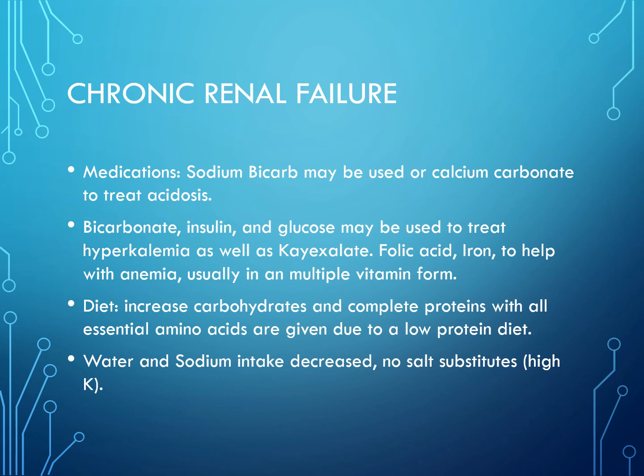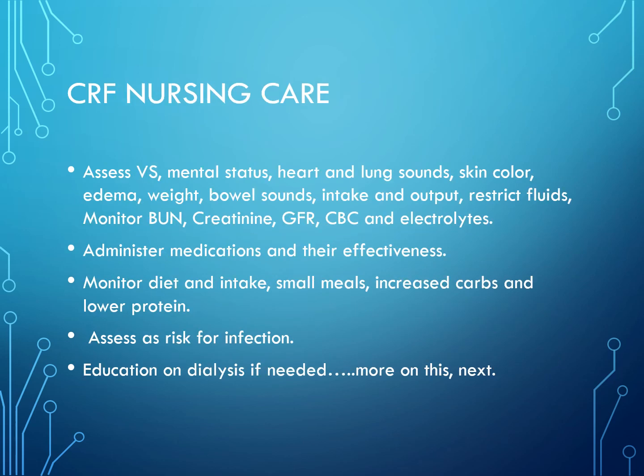Sodium bicarbonate may be also used as well as calcium. Insulin and glucose may also be used to treat hyperkalemia as well as to translocate potassium. You may be giving folic acid and trying to deal with the anemia. Diet, such as increased carbohydrates and decreased protein, so you have less protein breakdown, thus less causing the BUN to go higher. Water may be reduced, maybe on food restriction, and no salt substitutes, as these are high in potassium, which we already are at a risk for increasing because of the body's inability to excrete it.